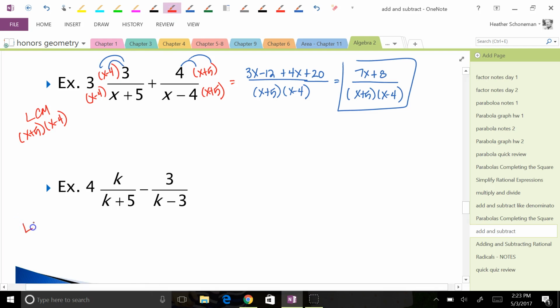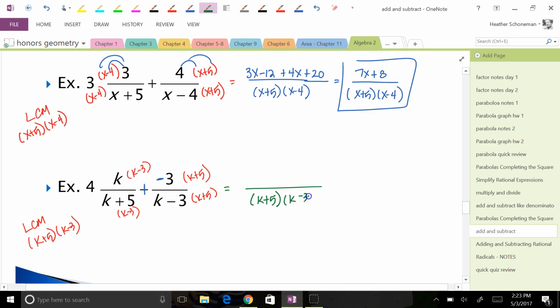Let's try it again. Example 4, the least common multiple. Everything's got to be represented, so it's going to be k plus 5 times k minus 3. So this first fraction, we need to multiply it by k minus 3. And the second fraction, we need to multiply times k plus 5. Now, we do have to be really careful because this is minus, so this is really plus of negative 3. Okay, so when we write our answer, our denominator is going to be our least common multiple, which is k plus 5, k minus 3.